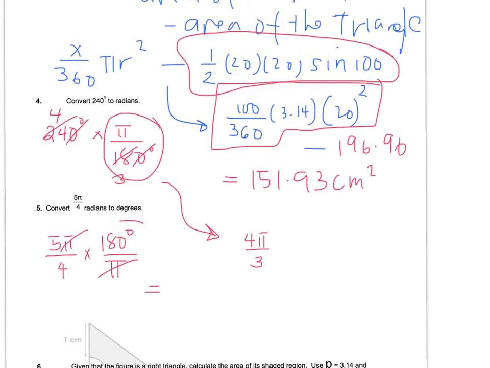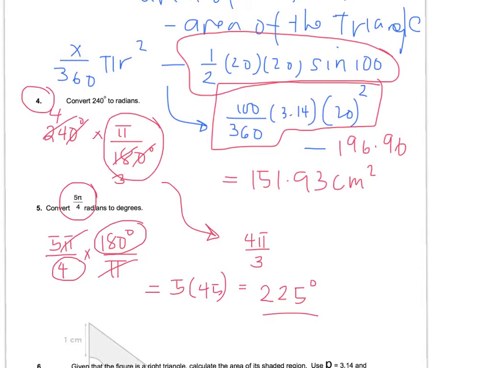Then 180, you can use 180 over 4, so that is 45. So this is basically 5 times 45. 5 times 45 is equal to 225 degrees. So the degree measure for 5 pi over 4 is 225 degrees. So key idea is you should know how to use the conversion factor. For number 4, you use pi over 180. For number 5, because you're converting radians to degrees, you have to use 180 over pi.